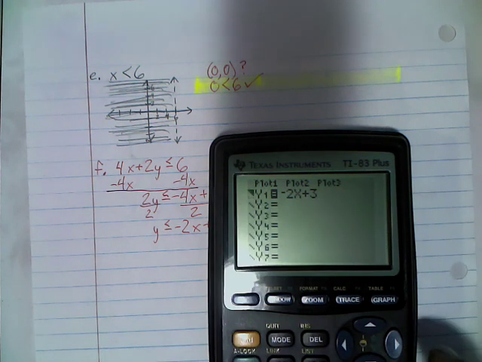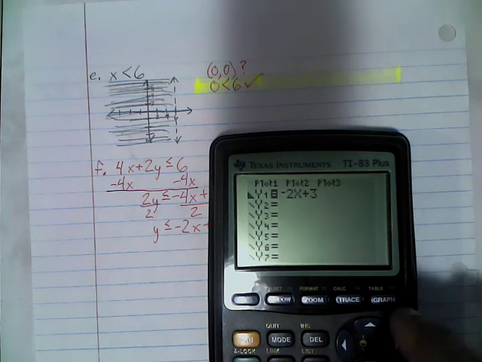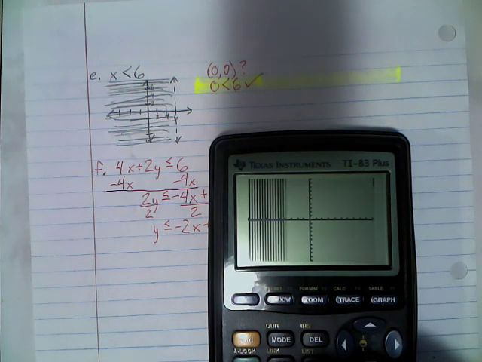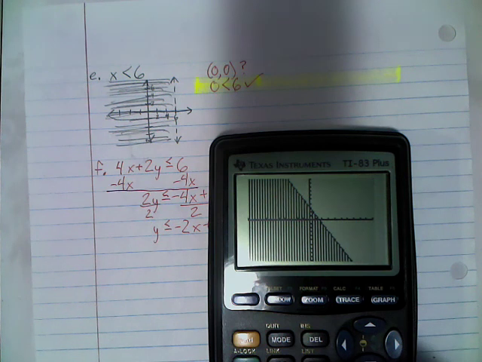If we hit enter, we can see that it'll change it to graphing above that line. Hit enter again, we can see it'll change to graphing below that line. And that's exactly what we want. We want the underside. So now that that's all set, y equals, and there's your graph.